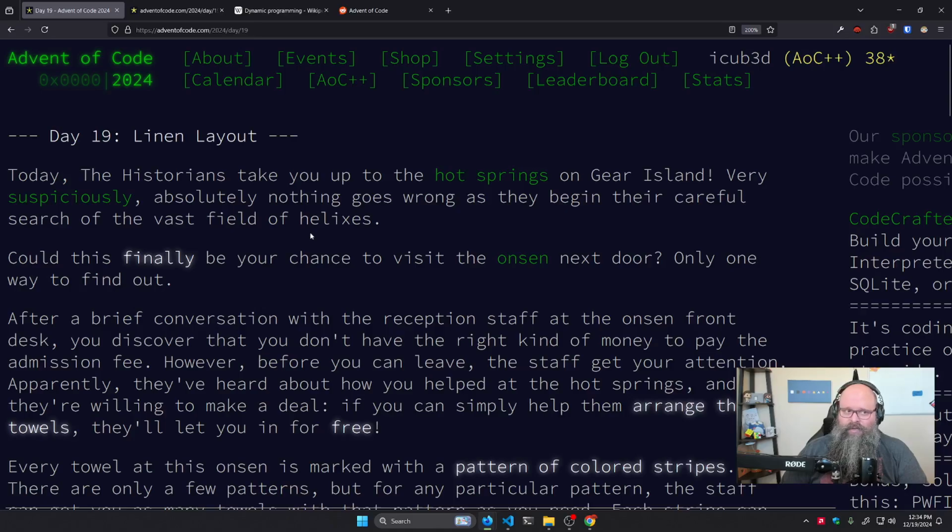Let's talk about it a little bit. It's called Linen Layout, and essentially you're at a hotel.